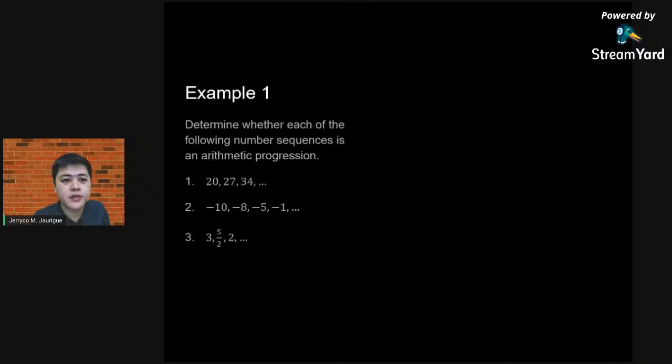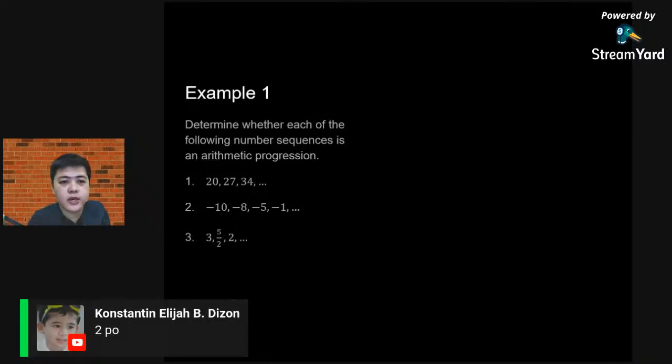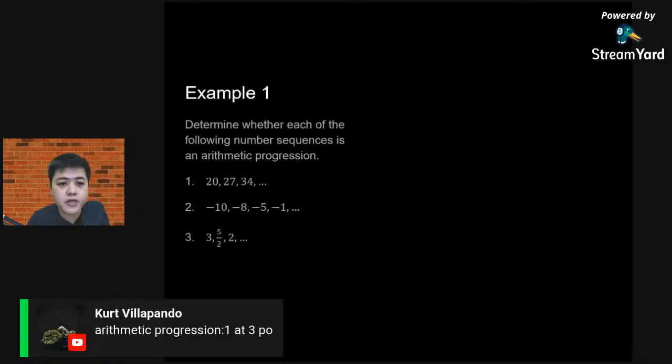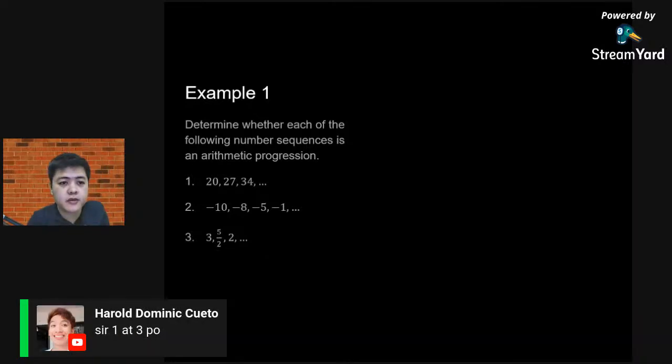So, ano yung 2? At 2 yung hindi? Or 2 yung arithmetic progression? Sabi naman ni Bea, arithmetic po yung 1 and 3. Kurt, 1 and 3 daw. Harold, 1 and 3. Yeah, very good. 1 and 3 lang yung arithmetic progression.